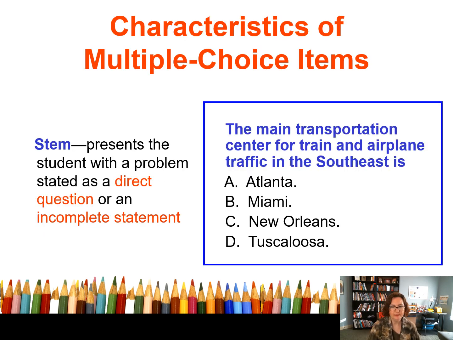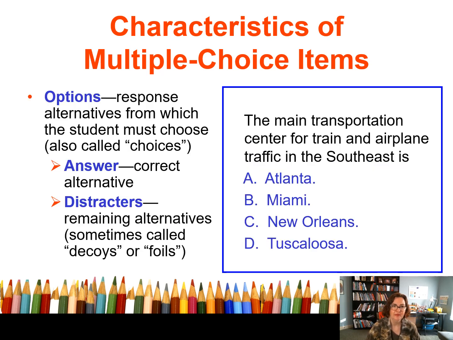Multiple choice items have a stem, which is what presents the students with a problem either as a direct question or an incomplete statement, and options. These are the response alternatives that they must choose from. Sometimes they're called choices. Among the options is the answer, the correct alternative, and the distractors, or the remaining alternatives that are sometimes called foils or decoys.